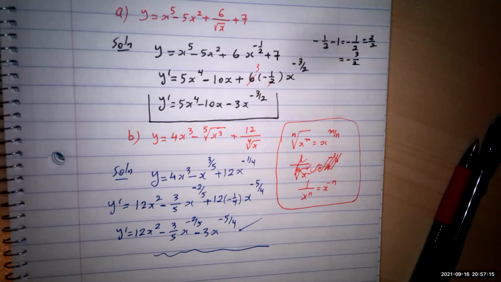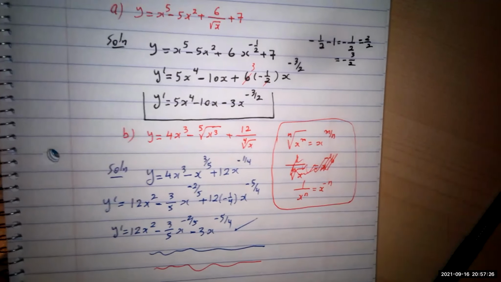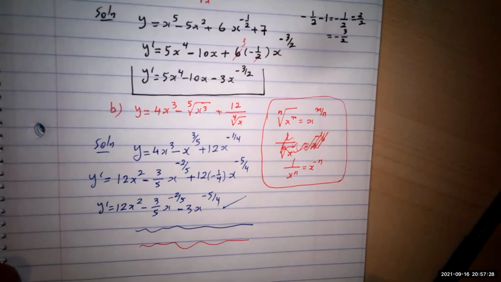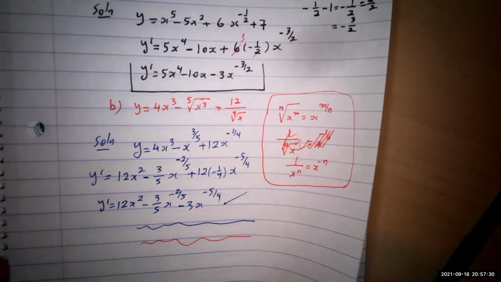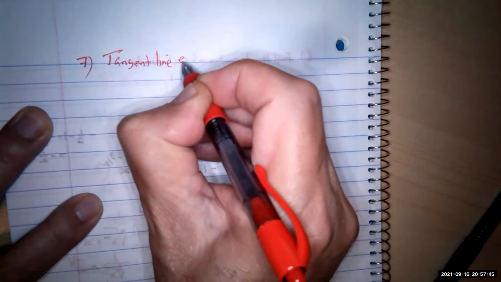Okay, any question? So that's a question on the derivative of the function. Now the easy part is going to be the applications. The first one is the tangent line problem, a very straightforward problem, and it's going to be a polynomial type. So question number 7 is the equation of a tangent line.